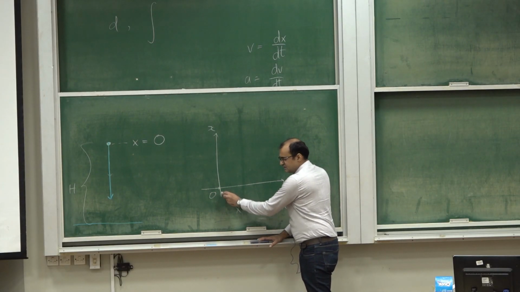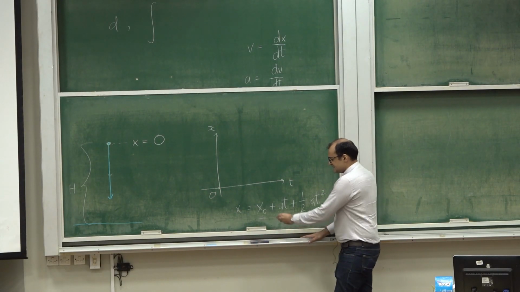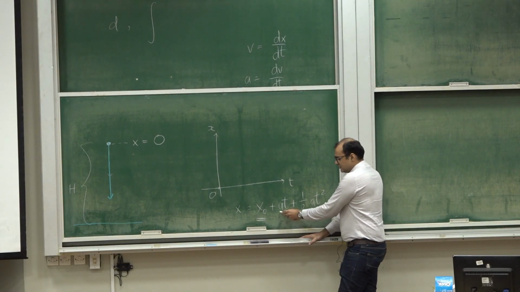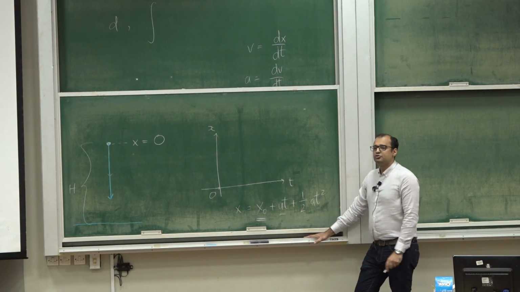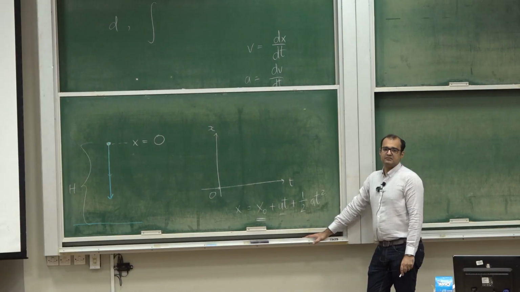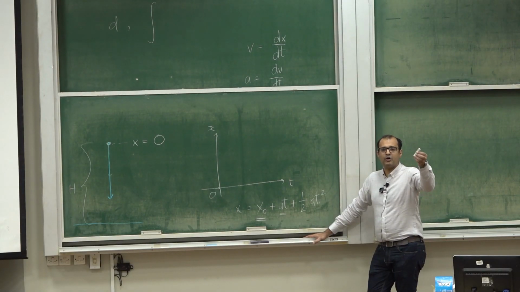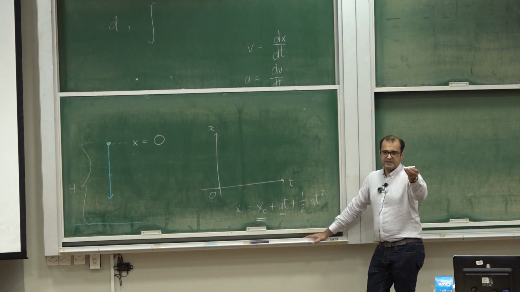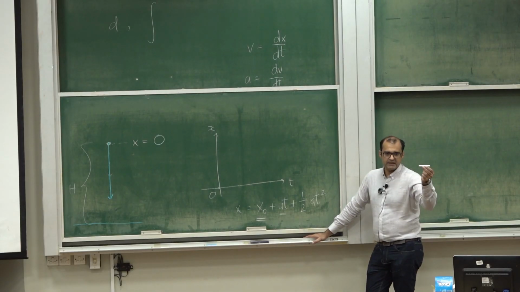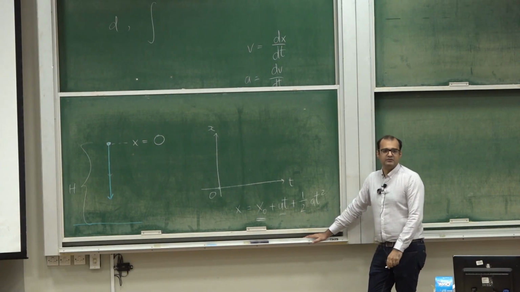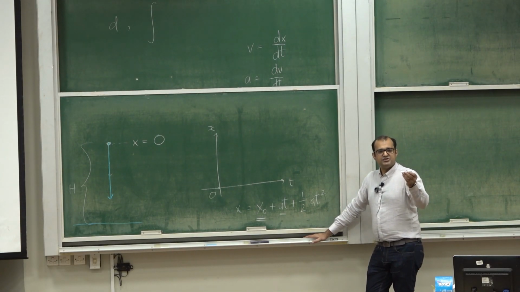Where do I draw? This is the origin. As time goes on, this is 0. You are getting this ut plus half at square. Okay, so if I dropped it from rest, which just means that I just released the object, I didn't throw it downwards, that means that u is 0.